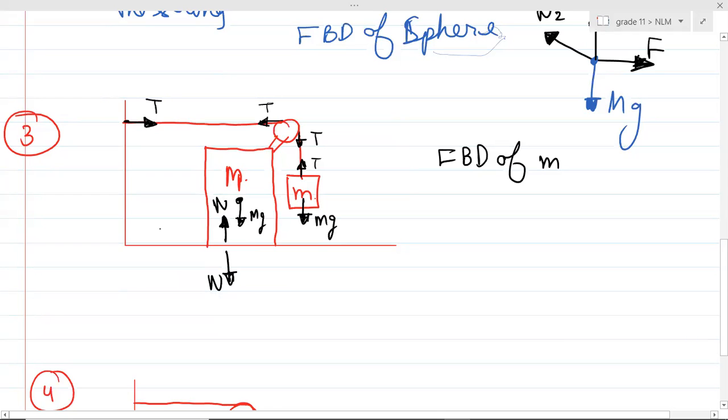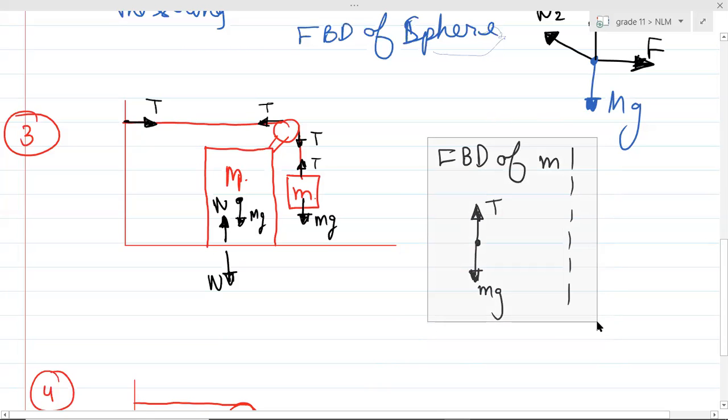So FBD of small m. When you draw the FBD of small m, I am not telling you to draw whether it is accelerating upwards or downwards. No, I'm not talking about the motion. I just want you to draw the forces. That's it. So now see this thing. Small mg is acting downwards and tension T is acting upwards. Is this the FBD of small m?